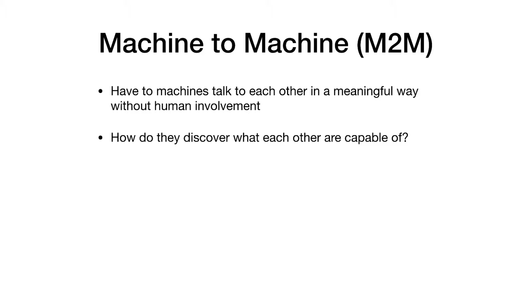So another question along those lines is, how do you discover what each device is capable of? And that's a hard question. It usually involves a human to discover what it's capable of. Either you read some documentation or you look at an API or something like that, and that's how you discover, and then you program it to take advantage of those capabilities.